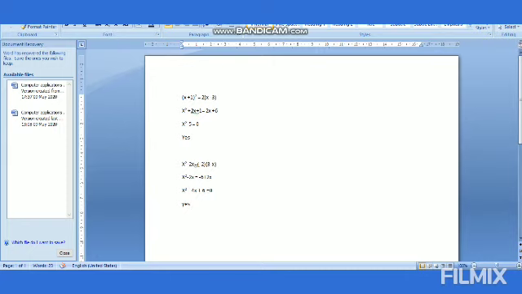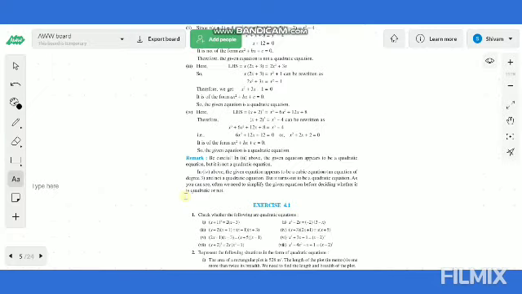Okay, let me proceed. I think in the first question, all the questions can be solved in a similar way by going through the simplification of the given equation. We can check whether the equation is quadratic or not.